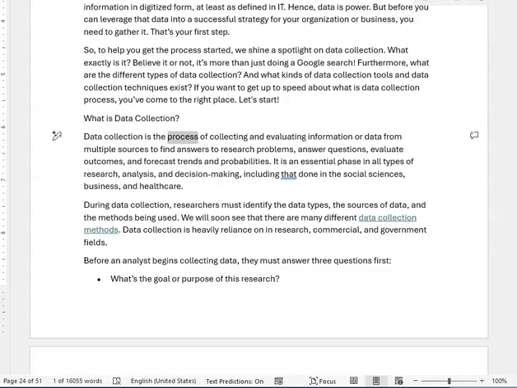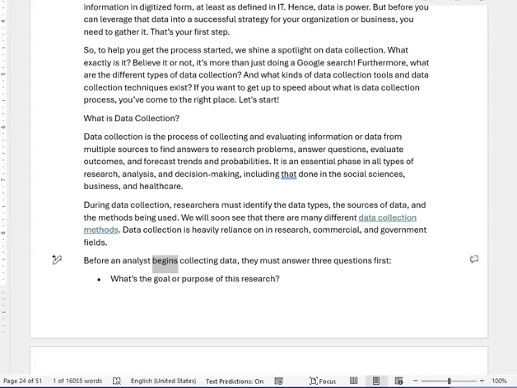Data collection is the process of collecting and evaluating information or data from multiple sources to find answers to research problems, answer questions, evaluate outcomes, and forecast trends and probabilities. It is an essential phase in all types of research, analysis, and decision-making, including that done in the social sciences, business, and healthcare. During data collection, researchers must identify the data types, the sources of data, and the methods being used. We will soon see that there are many different data collection methods. Data collection is heavily relied on in research, commercial, and government fields.